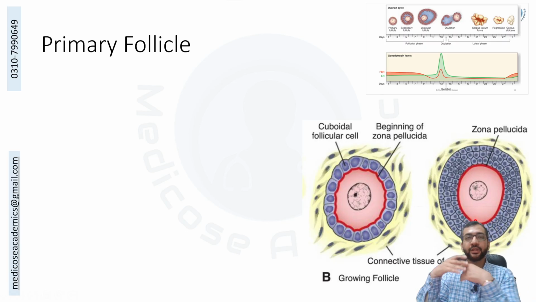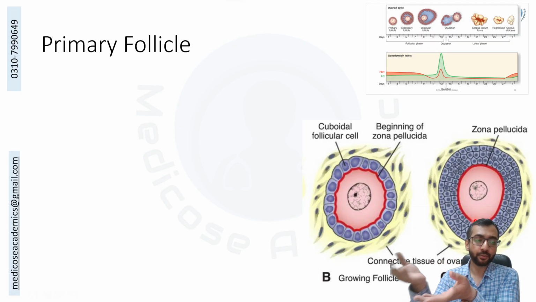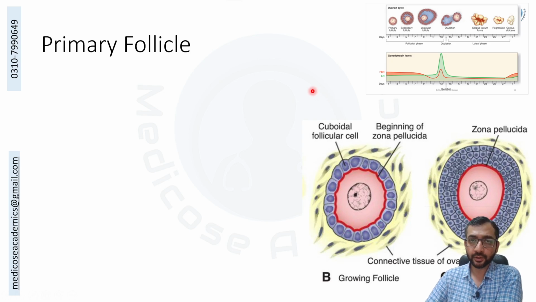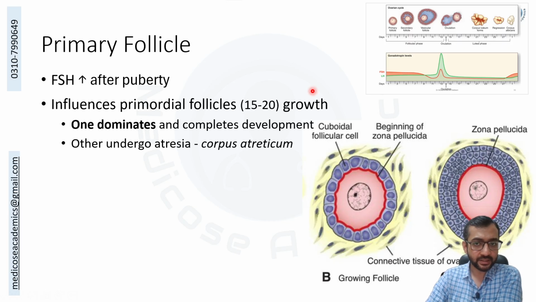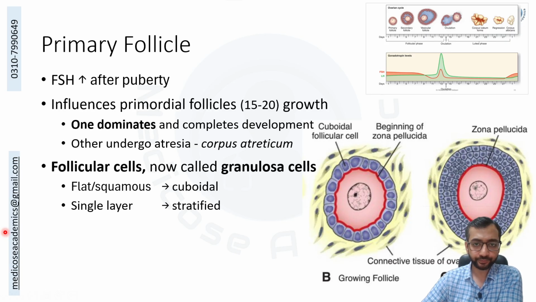Now, the primary follicle. FSH is follicle stimulating hormone. As the name indicates, it stimulates. Its level is high, and it stimulates the growth of primordial follicles. It does not stimulate all of the follicles. After puberty, 15 to 20, some books say 20 to 30 primordial follicles are randomly picked, and they start to grow through different phases, and ultimately one dominates and reaches full maturation. The others undergo atresia, and that is called corpus atreticum. So let's see what happens in those that do mature.